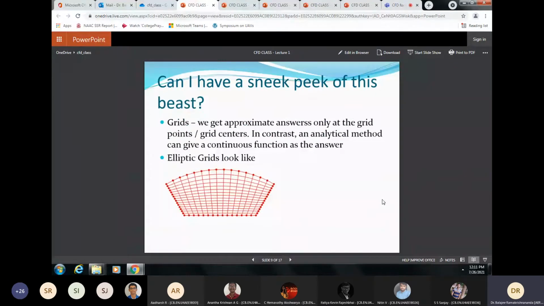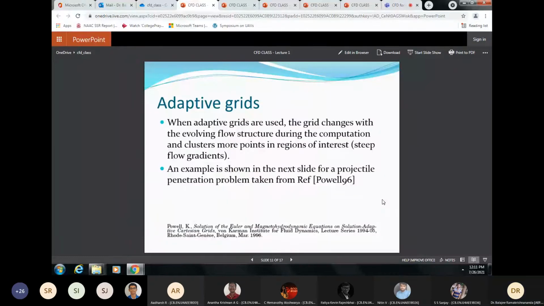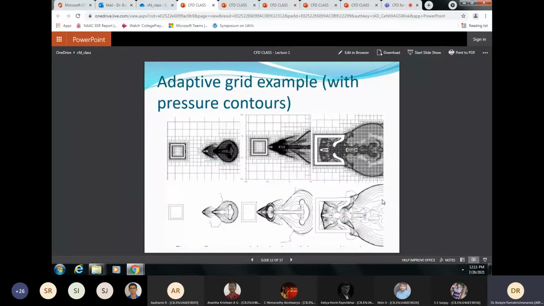You have gone through this, I remember, correct? Elliptic grids. We're looking at Poisson grids. There we talk about the adaptive grids also, grids which change with time. When you're computing, you go through iterations, so it is not necessarily that you should use it only for unsteady flow. Okay, I'll tell you how to make use of adaptive grid for steady flows.